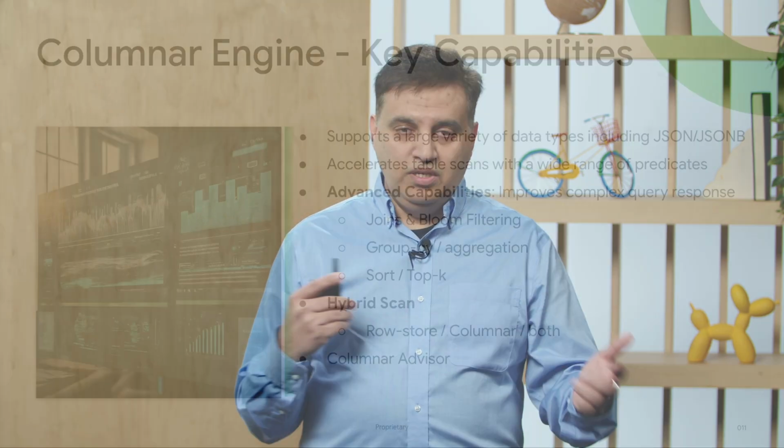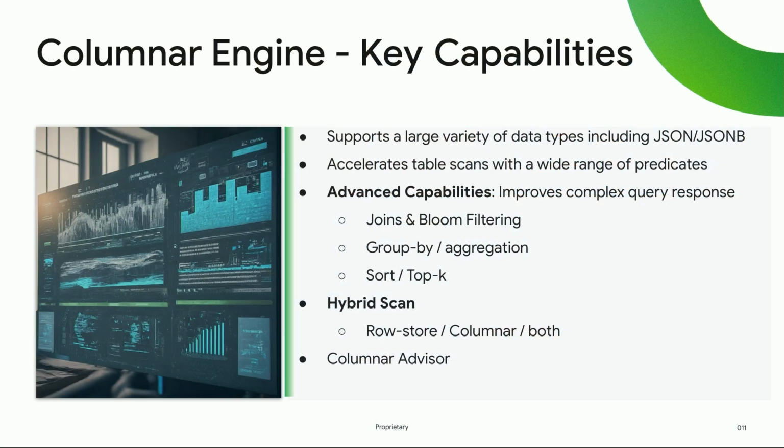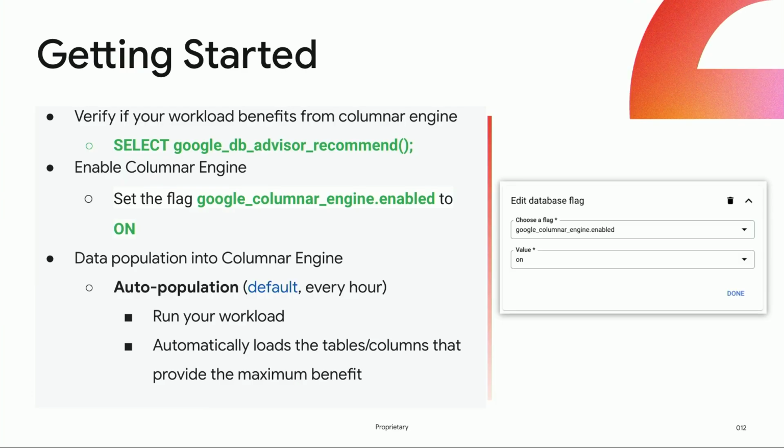We also updated the optimizer to choose row store, column store, or both, depending on the query and what gives you the best performance. We also built an advisor to tell you whether your application benefits from columnar, since not all types of workload are suitable, but you can choose to turn it on anytime. You can run the DB advisor recommend, which tells you whether your workload benefits from enabling columnar. If so, you can go and turn on this flag.